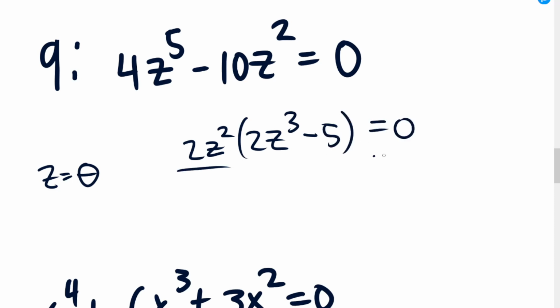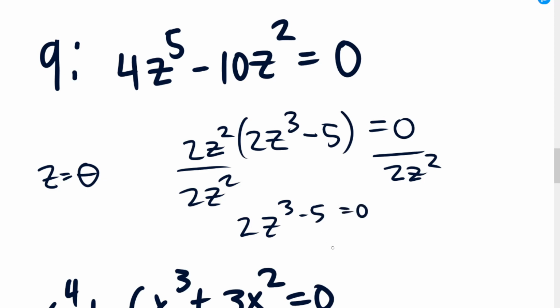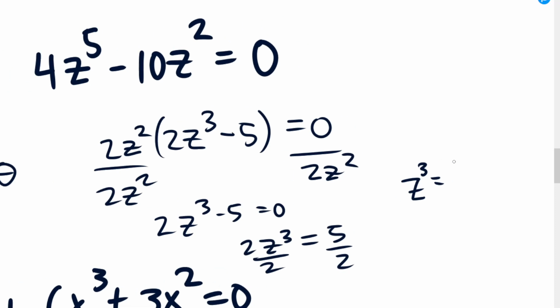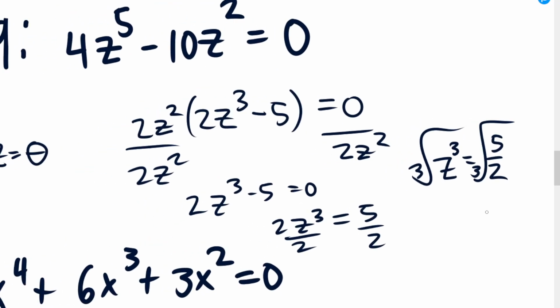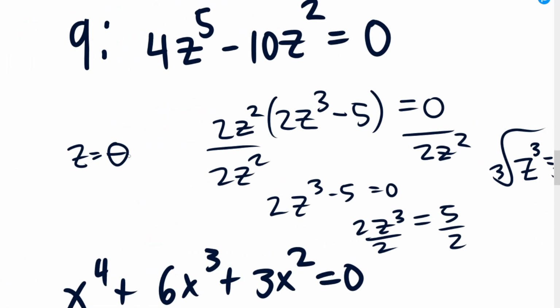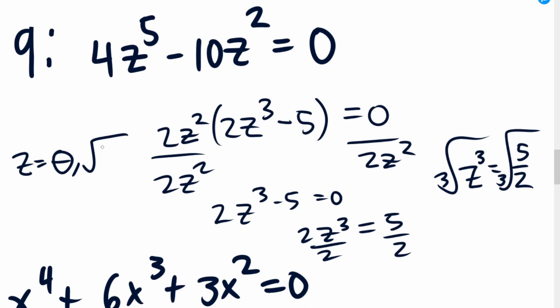Now what we can do is divide both sides by 2z squared, which leaves us with 2z cubed minus 5 equals 0. We can add 5 to both sides, so we'll get 2z cubed equals positive 5. Divide both sides by 2. That gives us z cubed equals 5/2. What we can do now is cube root both sides. And so our answer is going to be 0 and the cube root of 5 over 2.